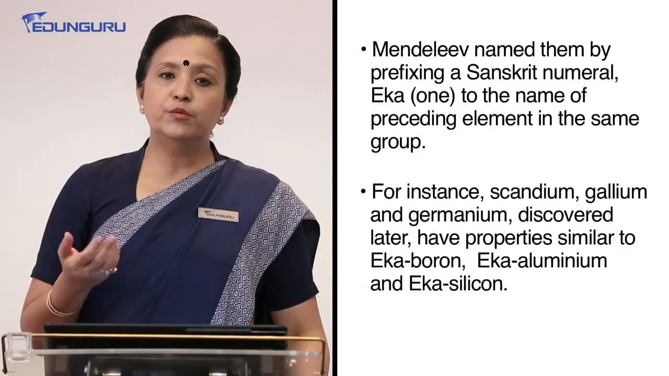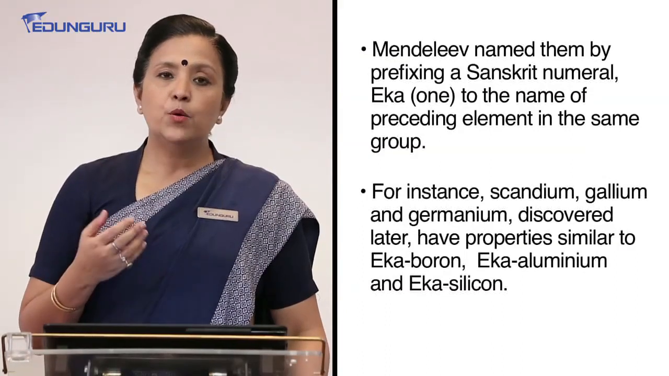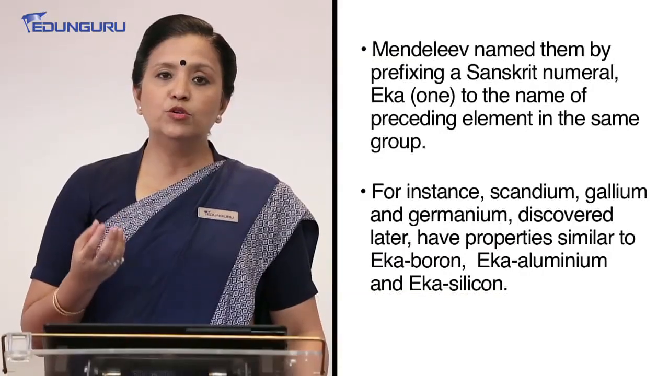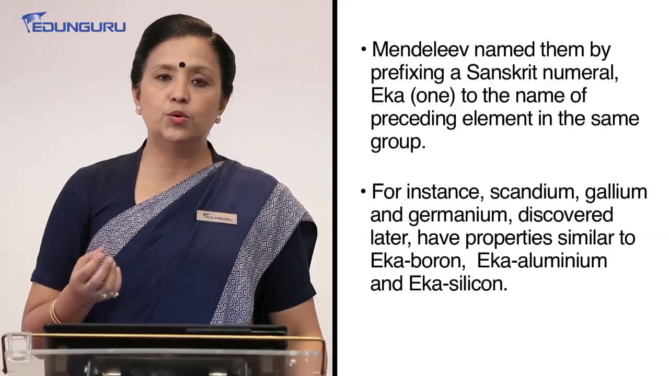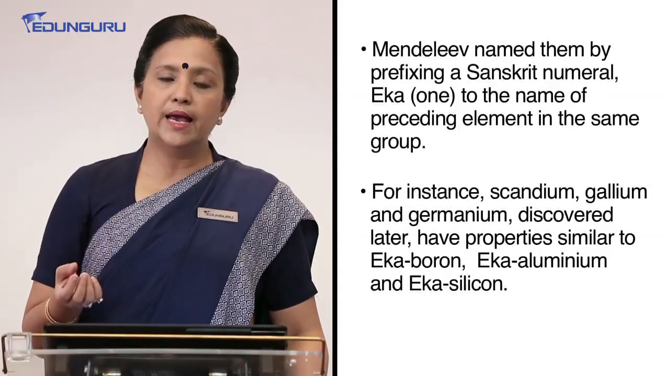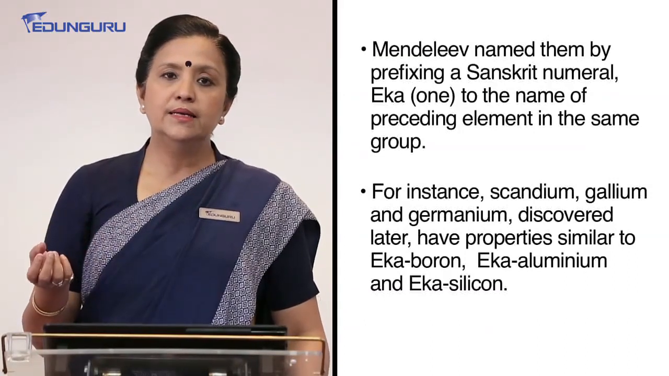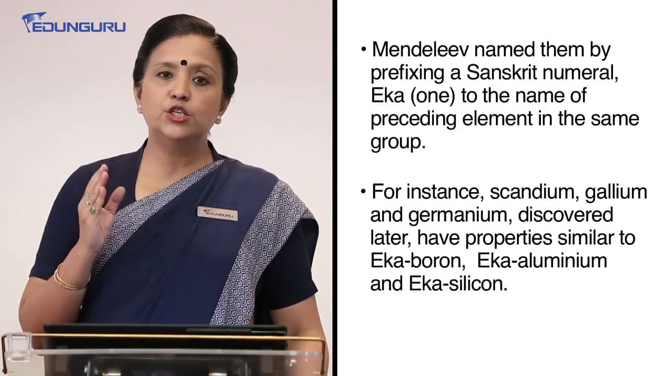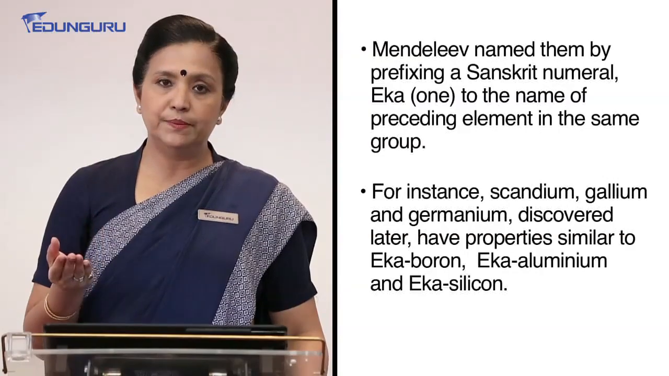This was later proved to be true because when gallium, scandium and germanium were discovered, they were found to have properties similar to eka boron, eka aluminium and eka silicon. So, this gave credibility to Mendeleev's periodic table.